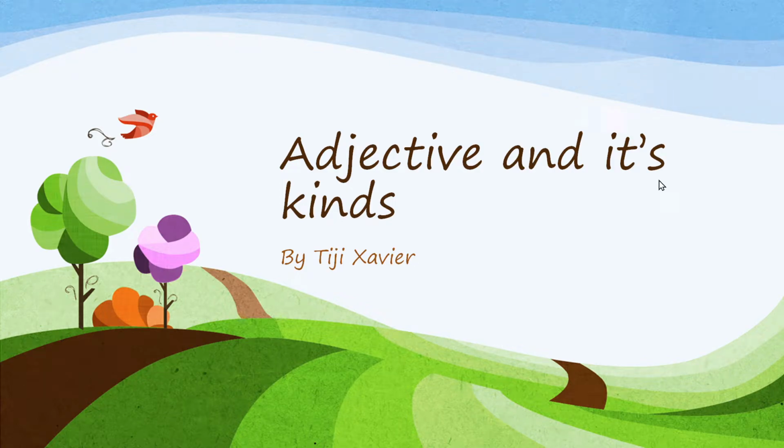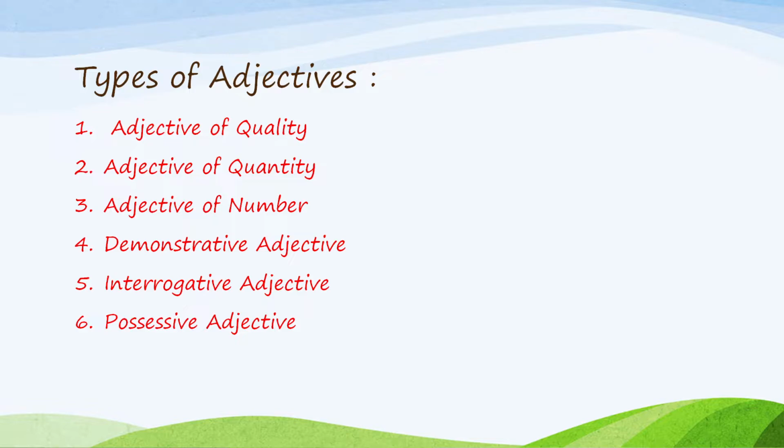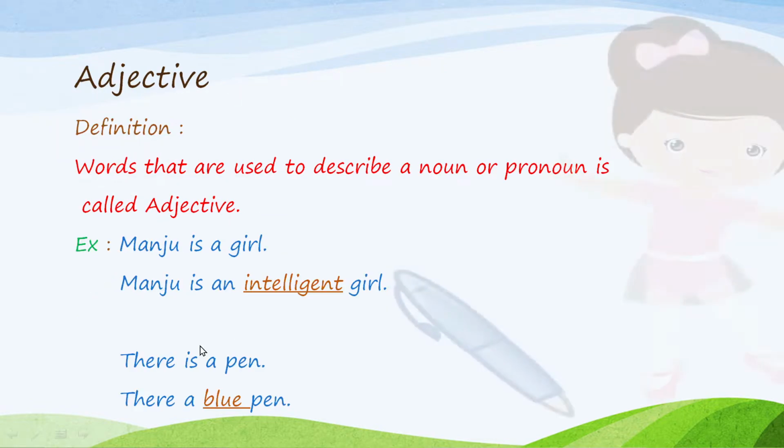Let's study in detail adjective and its kind. There are many kinds of adjectives like quantitative, qualitative, number, demonstrative, interrogative, possessive, distributive, article as adjective, coordinate adjective, indefinite, predicate, proper adjective, and so on. But here we will study the six most important adjectives, and they are adjective of quality, adjective of quantity, adjective of number, demonstrative adjective, interrogative adjective, possessive adjective. I will explain you one by one.